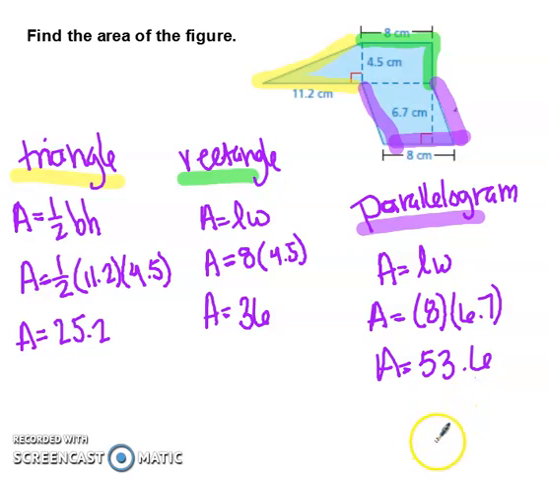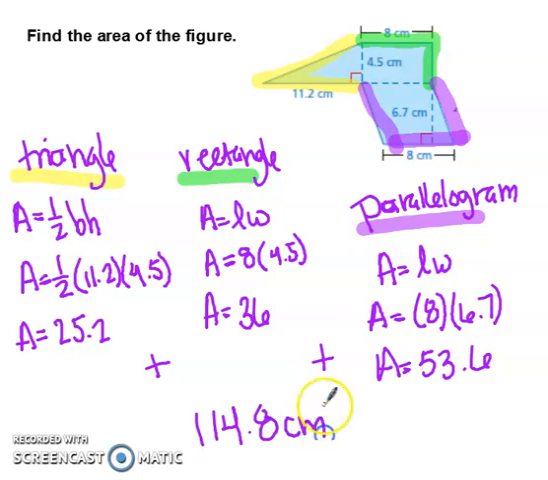Alright, I've divided my shape into 3 parts. I've found the area of each part. And now I'm going to go ahead and add up all these parts together. Add the 3 parts together. And I got 114.8 square centimeters. So make sure you follow the steps when finding the area of a composite shape. Divide it into parts, find the area of each part, and add those parts together.